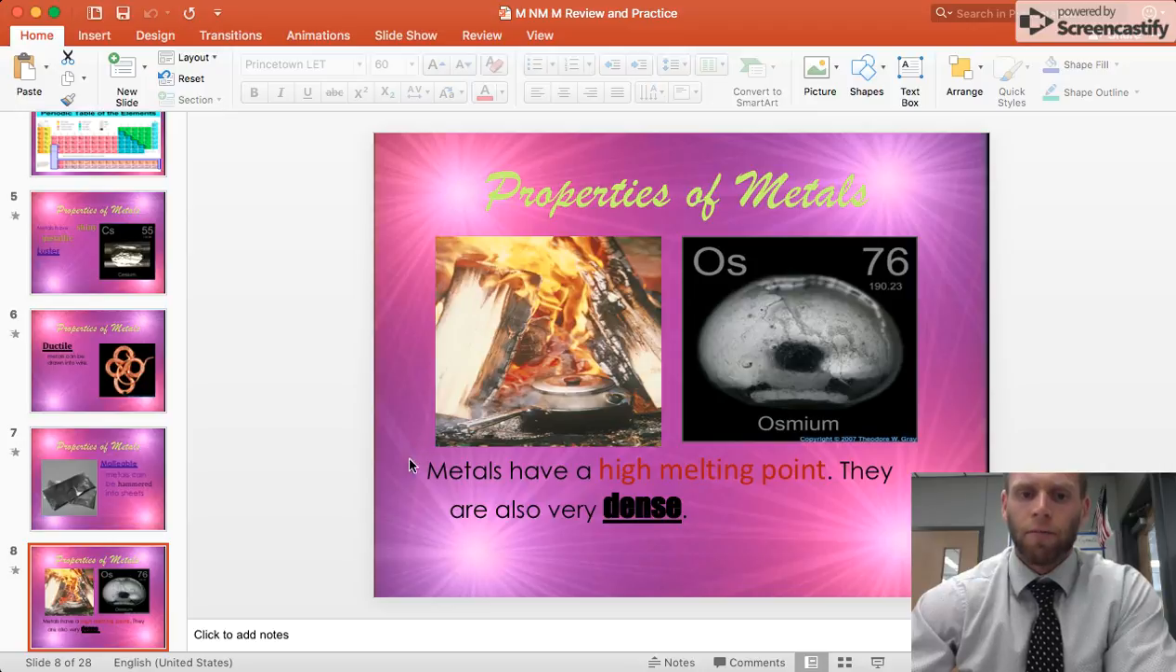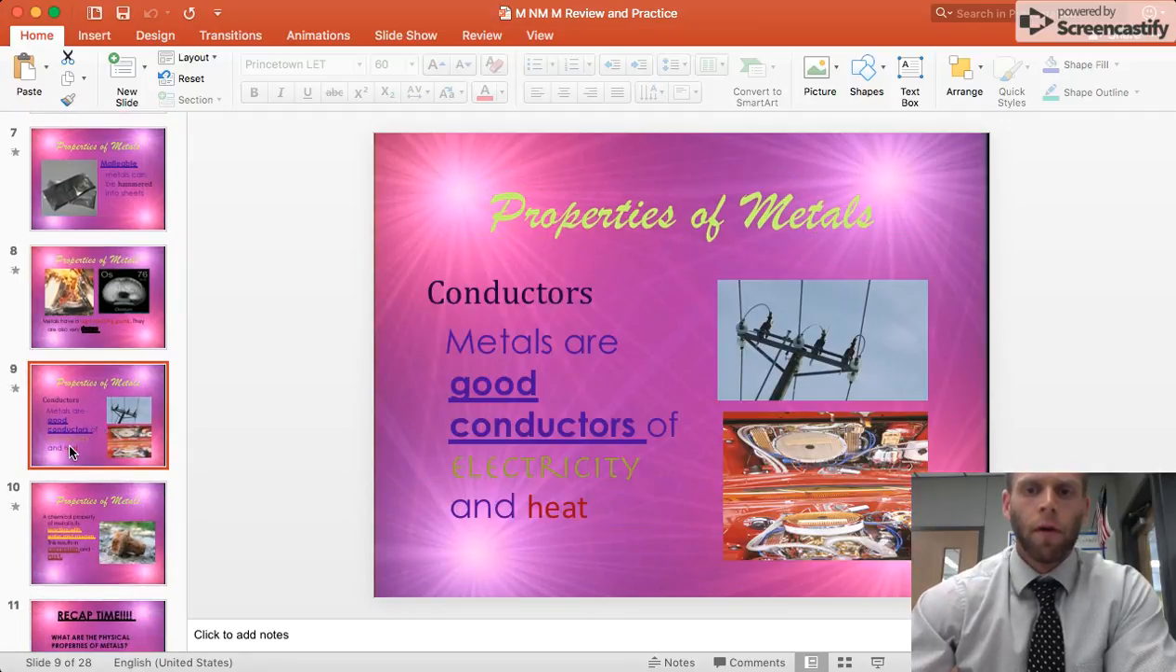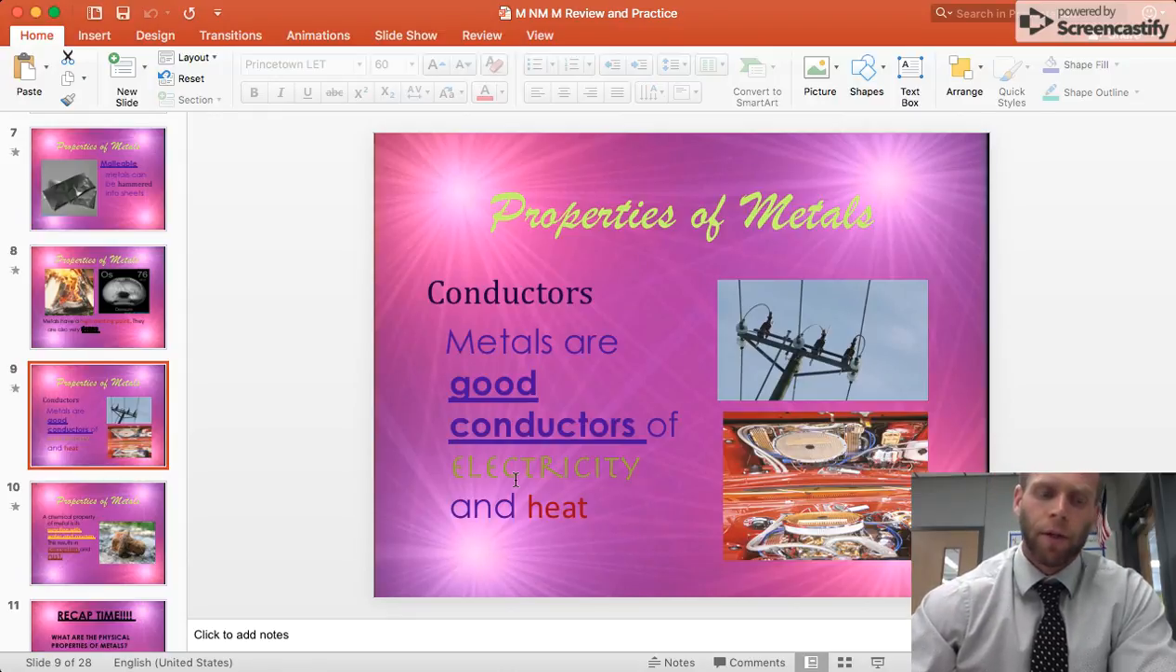Another property of metal is that they have a high melting point. They are also very dense. So metals tend to have a higher density than nonmetals. Another property of metals is that they are very good conductors. So conductivity, metals are good conductors of electricity and heat, both. So metals on the periodic table are able to conduct heat and electricity very well.